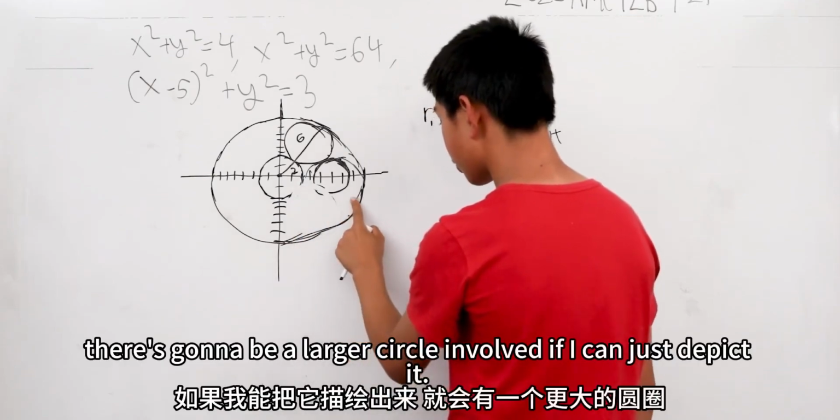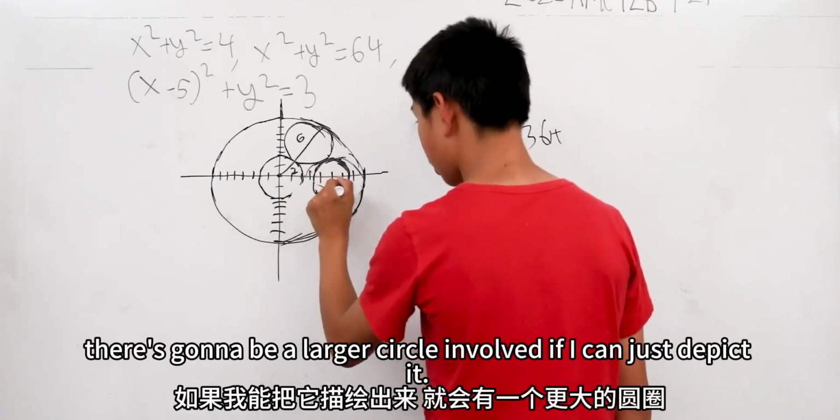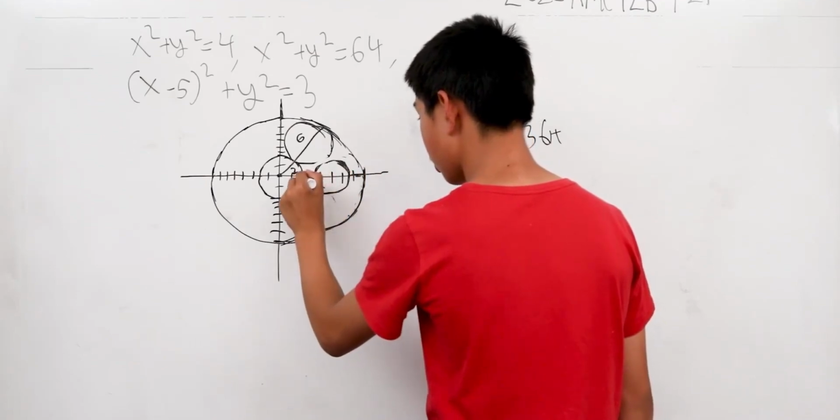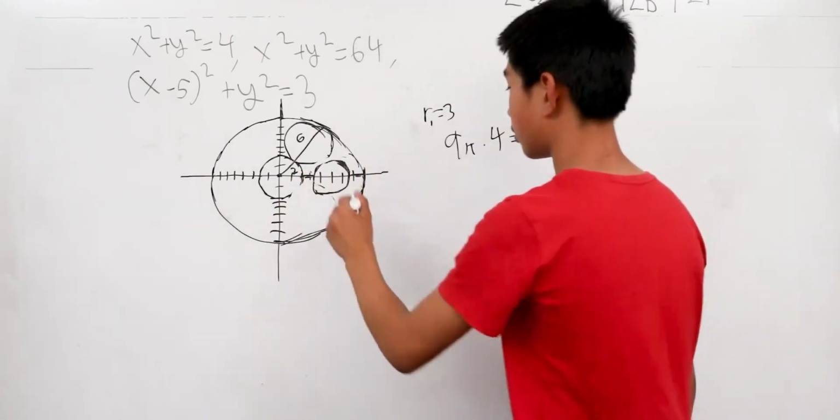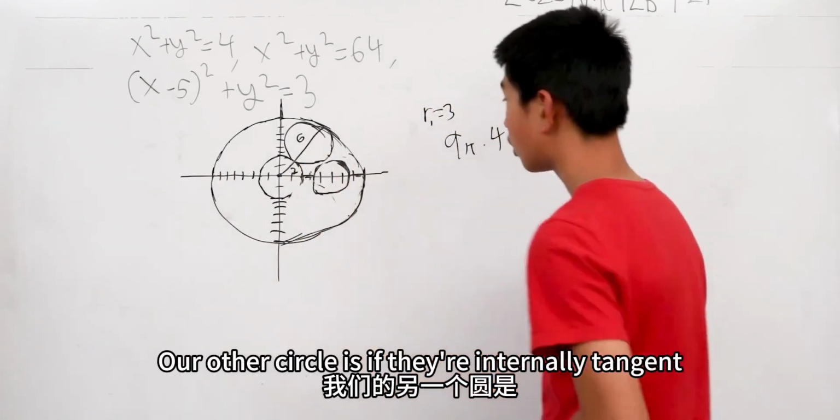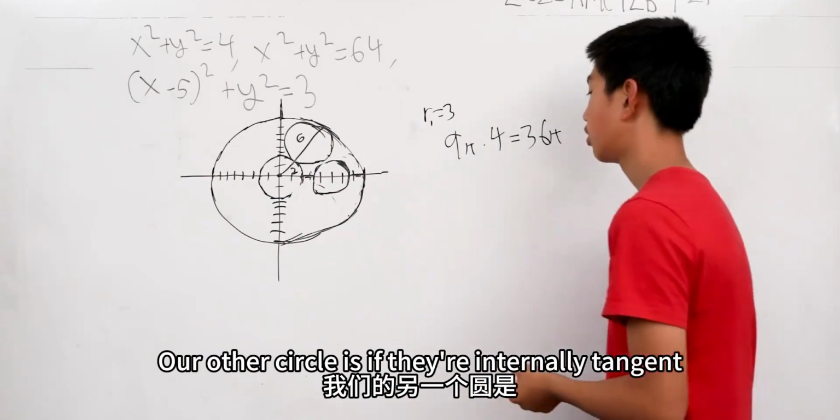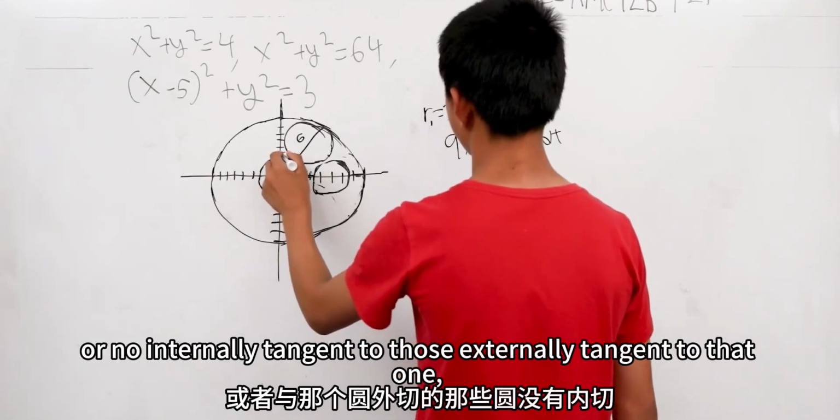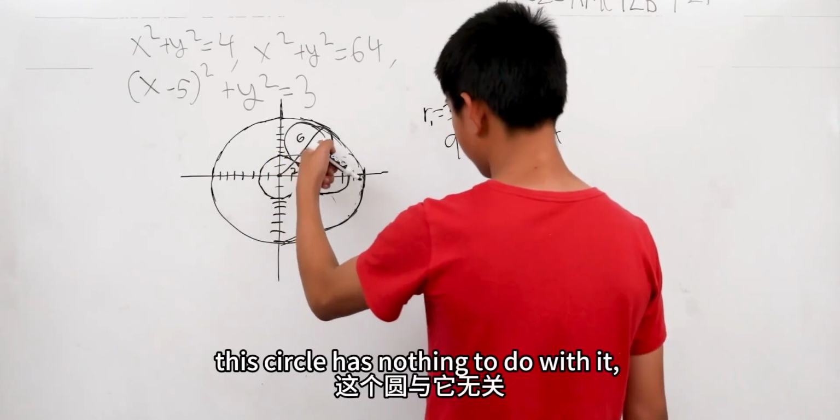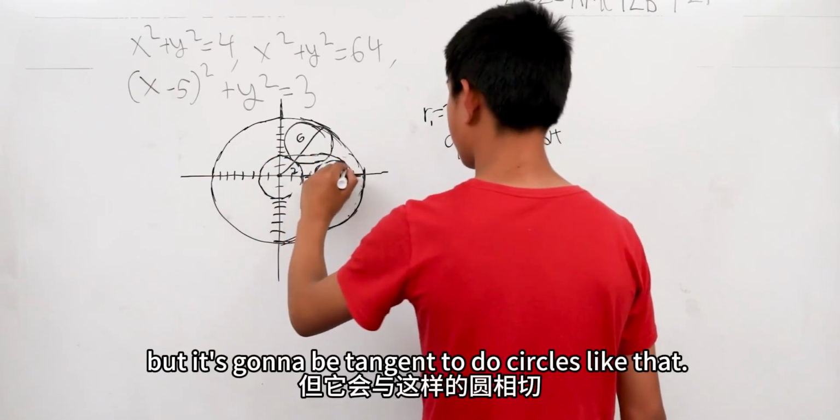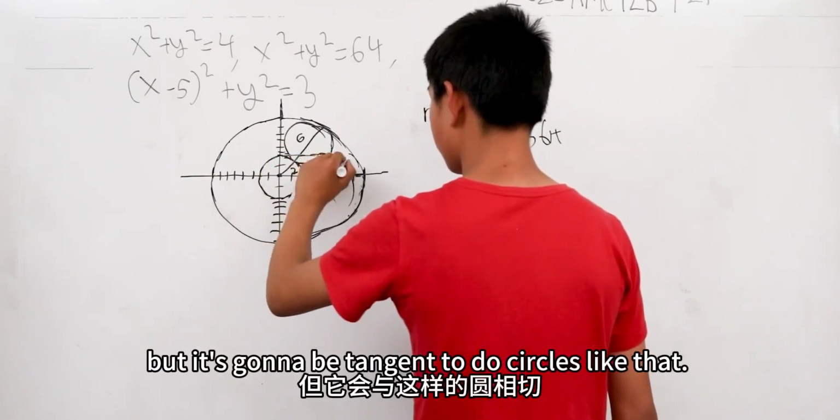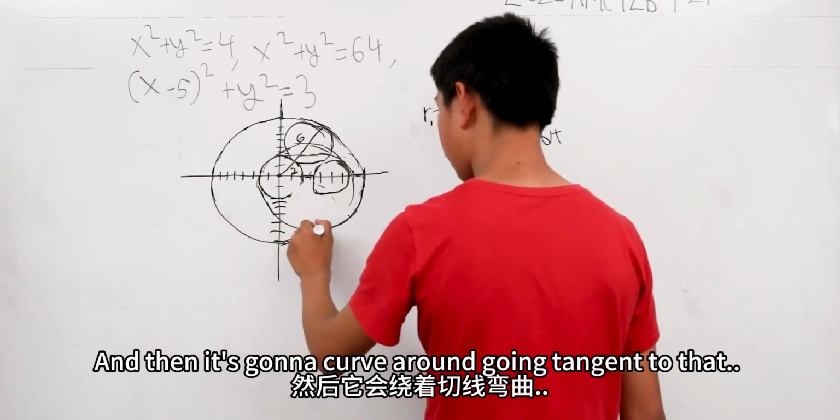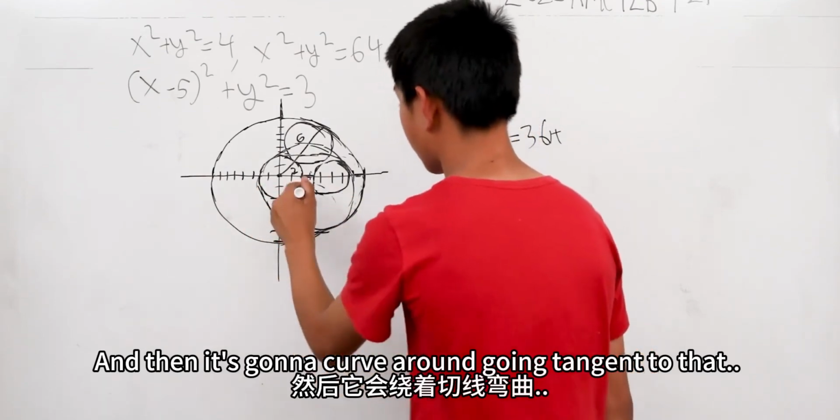If we erase these circles, there's going to be a larger circle involved, if I can just depict it. So that's our one circle. Our other circle is if they're internally tangent to this one and externally tangent to those, internally tangent to the big one, externally tangent to that one. This circle has nothing to do with it, but it's going to be tangent to those circles like that, and then it's going to curve around going tangent to that point.